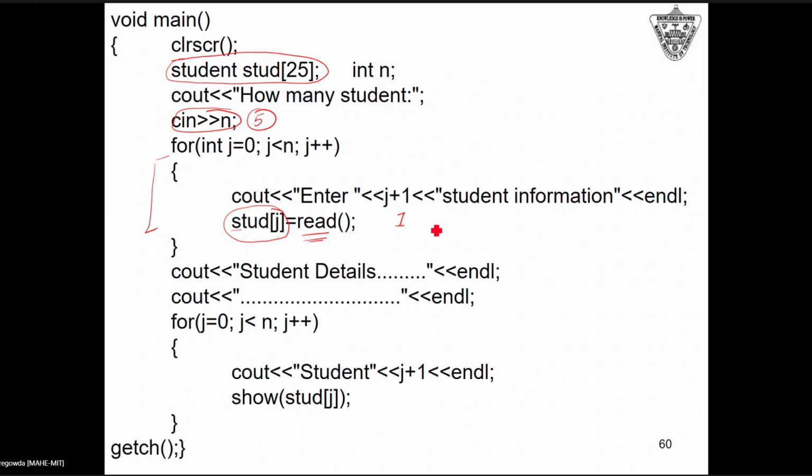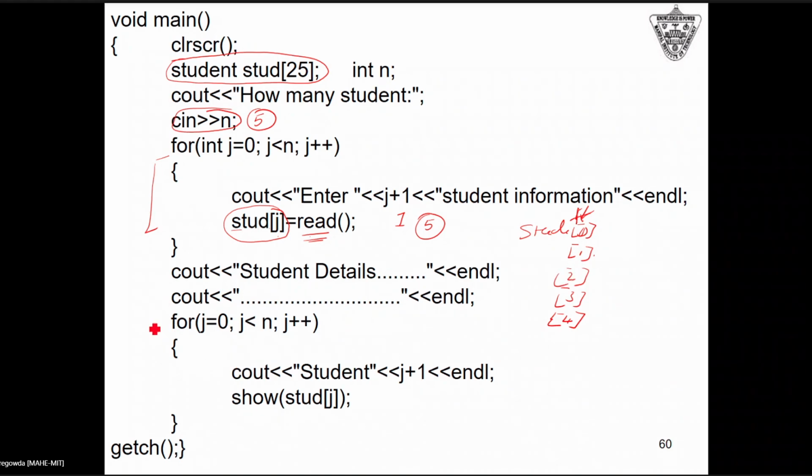So like this, I'm going to read the information for the 5 students and all will be stored at stud of 0, 1, 2, 3 and 4. By using these subscripts, it is possible for you to access the desired student information. Student of 0 means you are going to access the first student information. Student of 1 has the information about the second student, and so on.